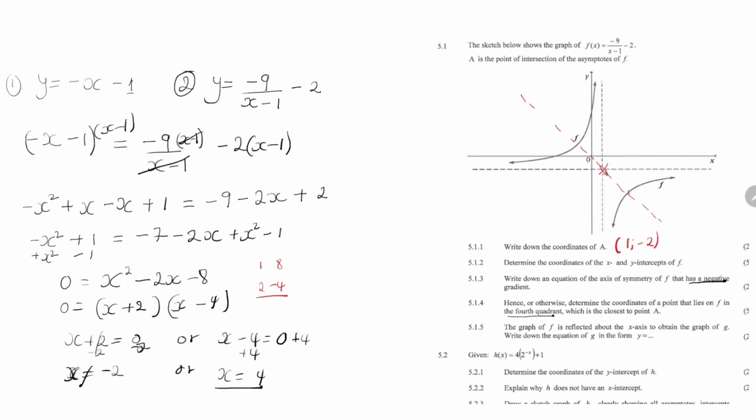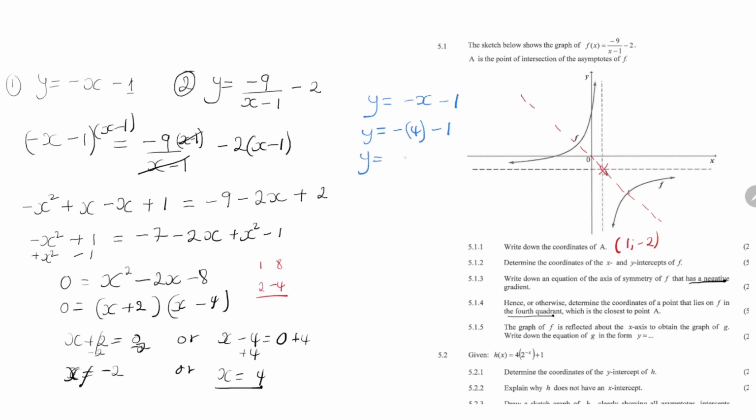So right now we can find the y value of the coordinate closest to the point A, but also on the fourth quadrant. So right now we will use the equation of the axis of symmetry to find that y value. So the equation of the axis of symmetry is y equal to minus x minus 1. And then right now y will be equal to a minus x. So right now we will substitute the x with a 4.